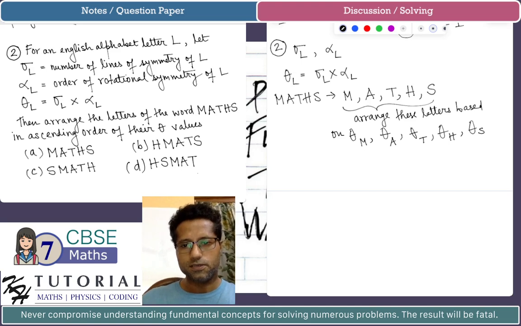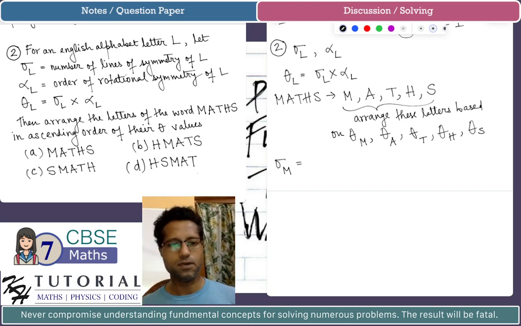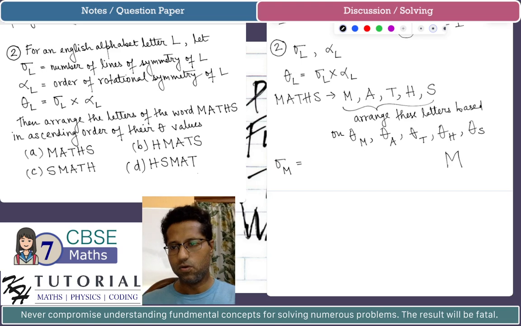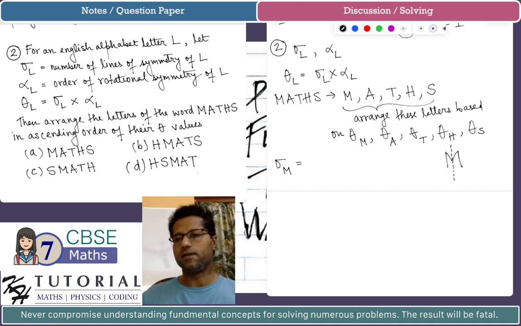So what is sigma M? Sigma M is the number of lines of symmetry of the letter M. So what is the number of lines of symmetry of the letter M? If we have M, we know that the number of lines of symmetry of M is 1, because this is the vertical line. This line is the only line of symmetry of the letter M. There is no other line of symmetry for the letter M.